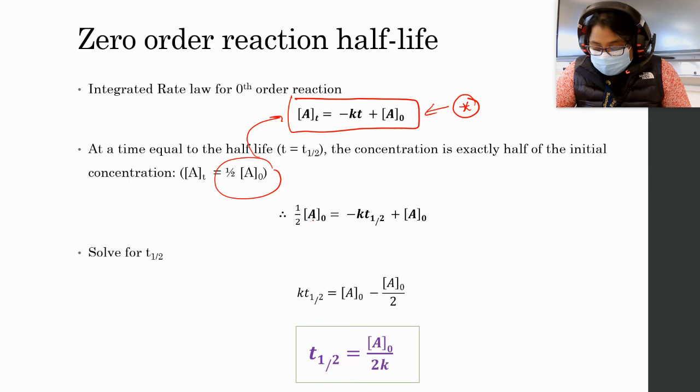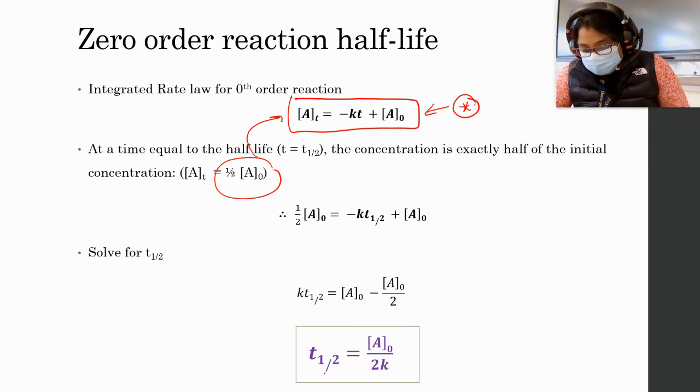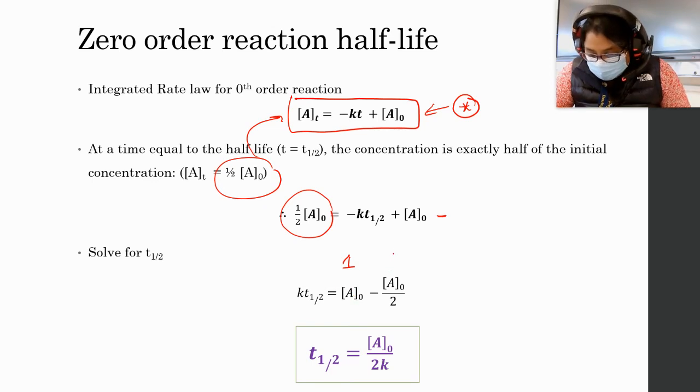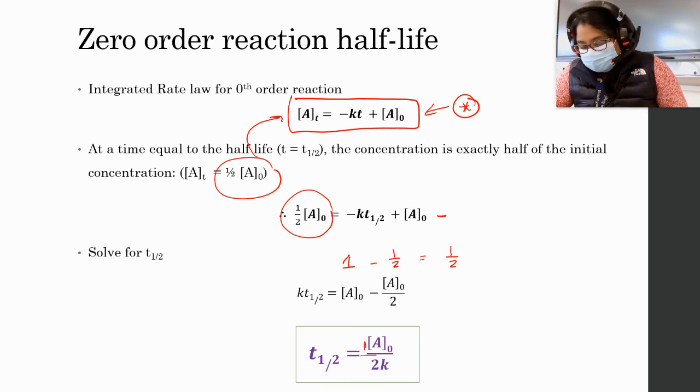So you have 1/2 of the initial concentration equals the negative K T1/2 plus the initial concentration from the integrated rate law. You are trying to isolate T1/2 here. So if you take this term here and you subtract it from this side, you'll get this expression, because this is one whole initial concentration, and this is 1/2 of that. So 1 minus 1/2 is going to leave you with 1/2, which is what this is, 1/2 of the concentration of A at time 0.